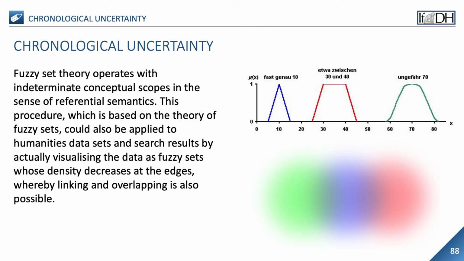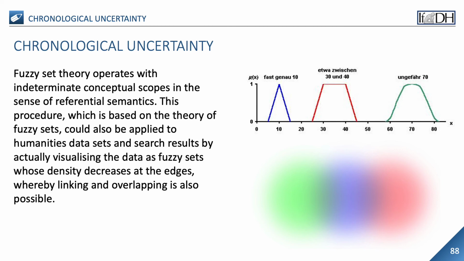The application of fuzzy set theory is now established in many everyday and technical areas. It operates with indeterminate conceptual scopes in the sense of referential semantics. This procedure, which is based on the theory of fuzzy sets, could also be applied to humanities data sets and search results by actually visualizing the data as fuzzy sets, whose density decreases at the edges, whereby linking and overlapping is also possible. One could thus also model different linguistic fuzziness terms differently, for example by choosing linear or exponentially shaped margins.